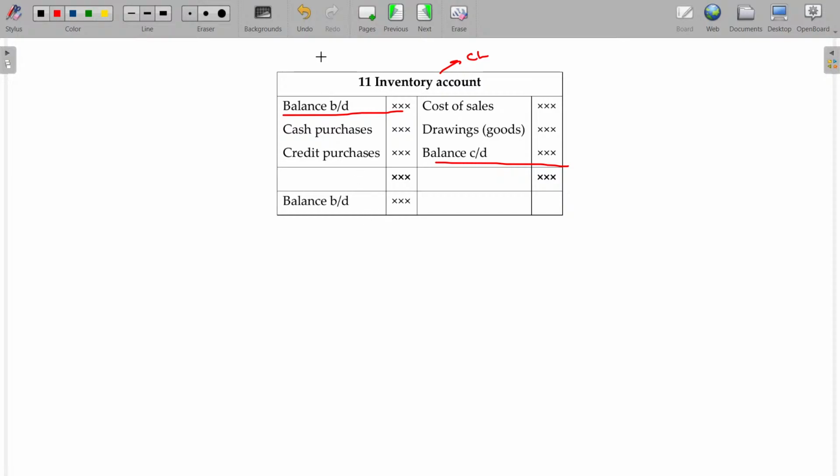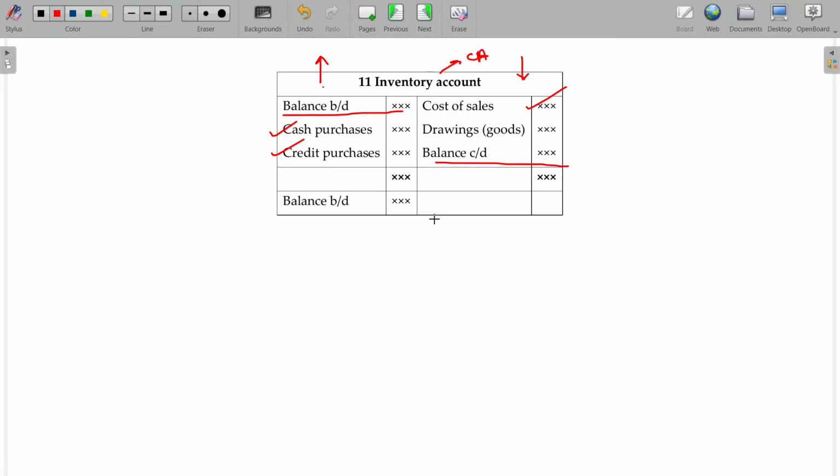Whenever a current asset increases, it should be posted on the debit side. If it is decreasing, it should be posted on the credit side. It will be increasing if you are purchasing, maybe cash purchase or credit purchase. It will be decreasing once you sell this item, which reduces its balance.